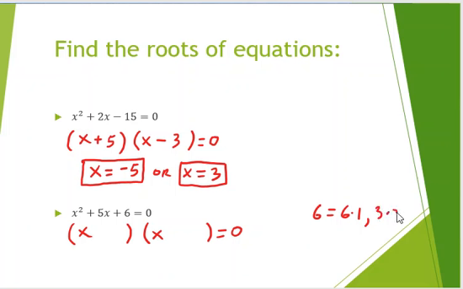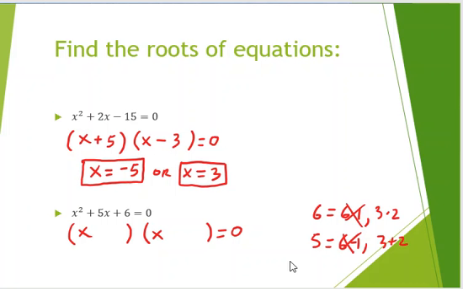Also 3 times 2. We need to get 5. You can get 5 from 6 and 1 by 6 minus 1, or 3 plus 2. However, 6 minus 1 would not work because that means that 1 must be negative, and if you multiply 6 times negative 1, it will give us negative 6, and that would not work because we need positive 6. So this one is not going to work.